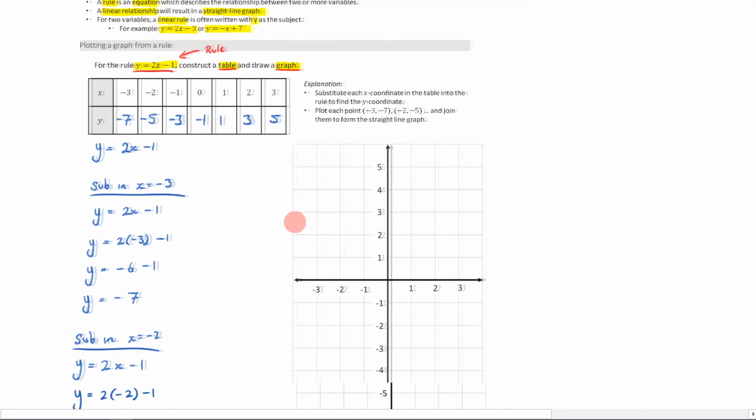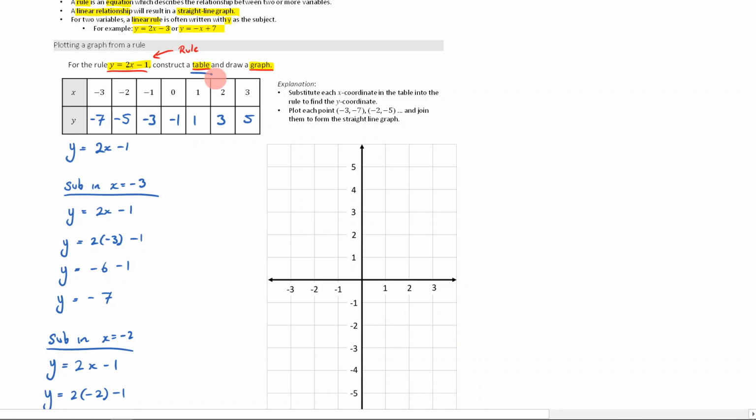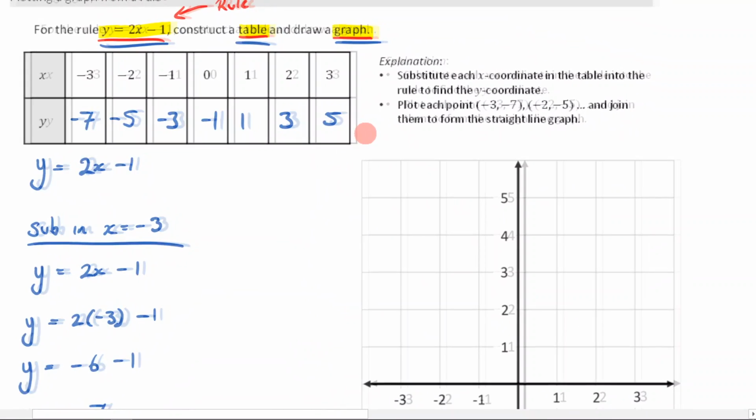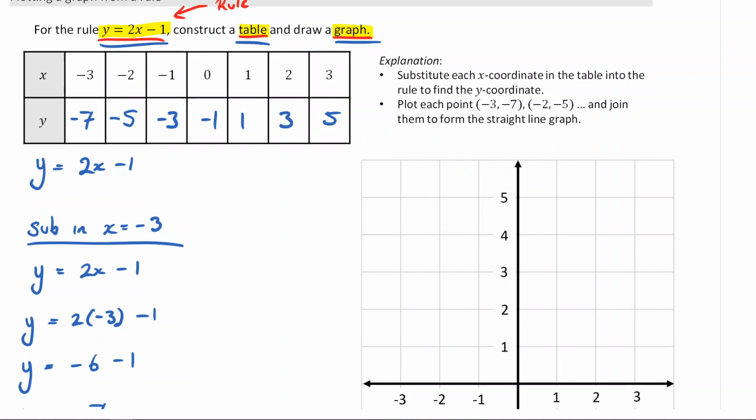So we have now done the first part of this question. We have created our table of values. The next thing we need to do is draw a graph of our rule. And to do that, we're going to use our table of values right here. So let's look at this for a second. We've got a table of values. They give me my x values and my y values.